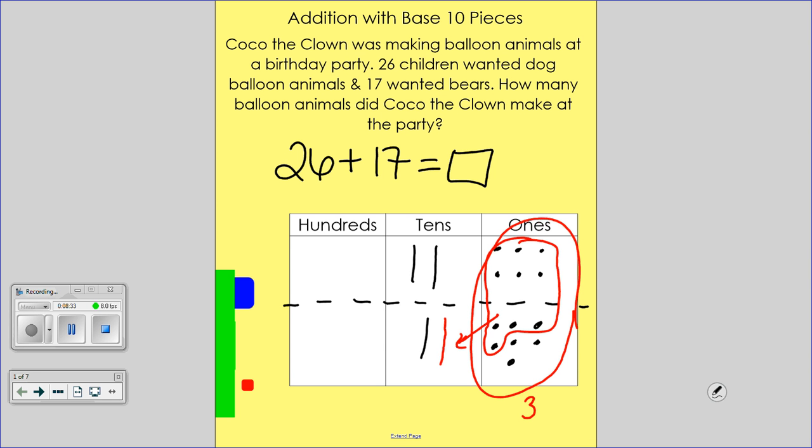Alright, now I add up my tens. I have 2 tens plus another 2 tens. Gives me a total of how many tens, Gabriella? 40 tens? No. I meant 1. Nope. How many tens do I have? 4. I have 4 tens. 4 tens that's worth 40. But 40 tens would be a lot.